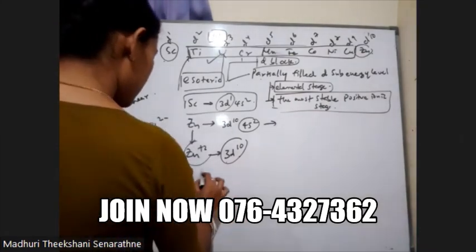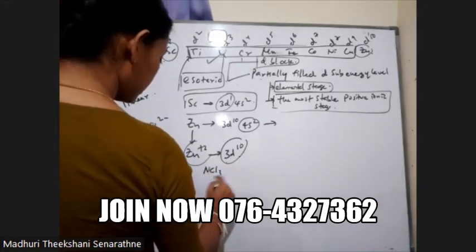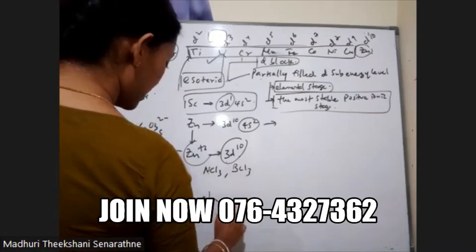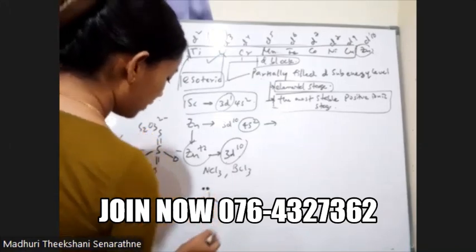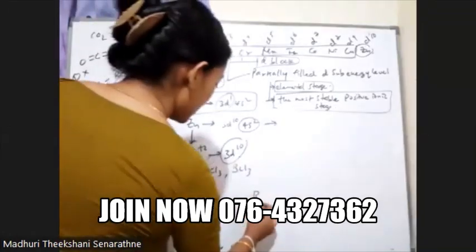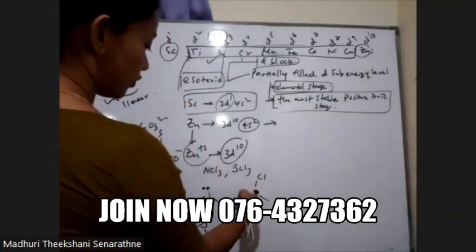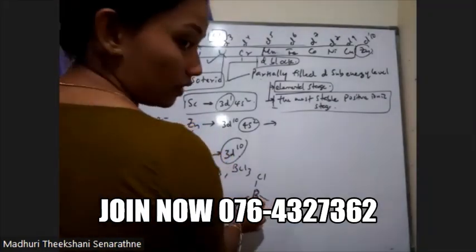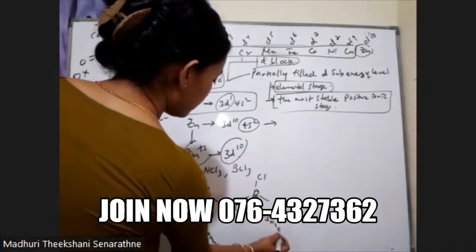NCl3 and BCl3. NCl3 is pyramidal shape due to the lone pair of electrons. And BCl3 is trigonal planar. There is an electron deficiency. Boron is the central atom. Here, the shape is trigonal planar.